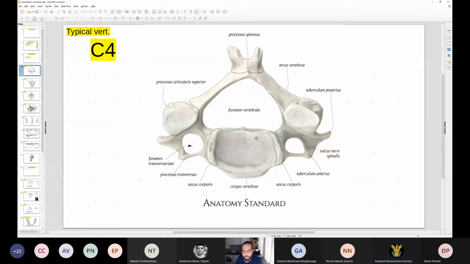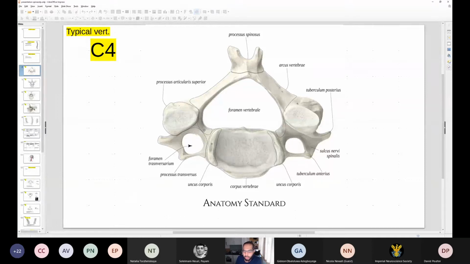So this is the body of the vertebra, and this is the arch. So the body lies anterior, and the arch lies posterior. Okay, so this is anterior, this is posterior. So the arch is composed of laminae. So this is a lamina, and this is a lamina, and pedicles. So this is a pedicle, and this is a pedicle.